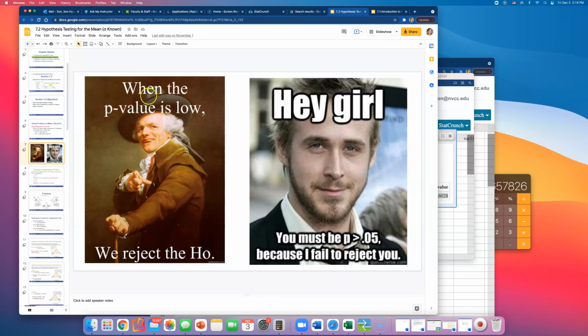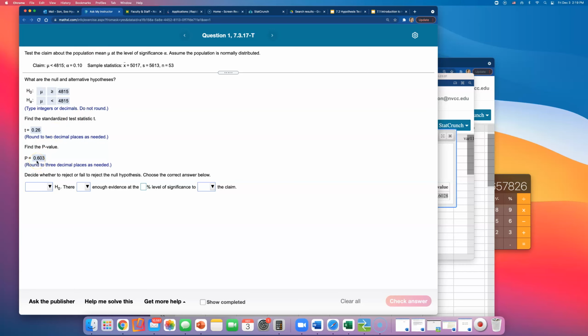Here it is. So when p is low, you're going to reject the null, or H naught. When p is low, you're going to reject the null hypothesis. But when p is greater than alpha, and the typical alpha is 0.05, you're going to have to say that we failed to reject the null hypothesis. So what happened this time? Do we reject, or do we fail to reject this time? You see, it was greater than the alpha level, so we have to say we failed to reject the null hypothesis.